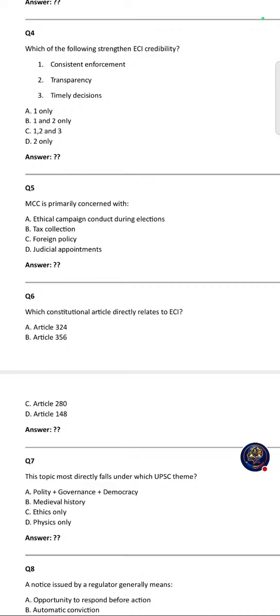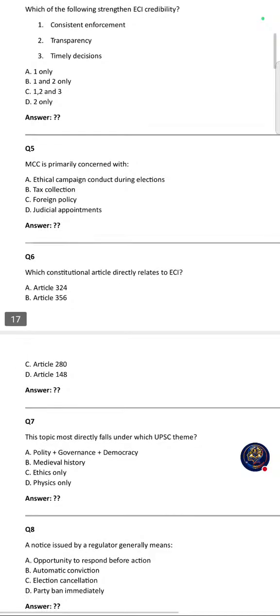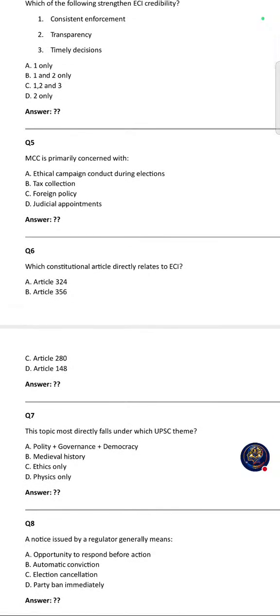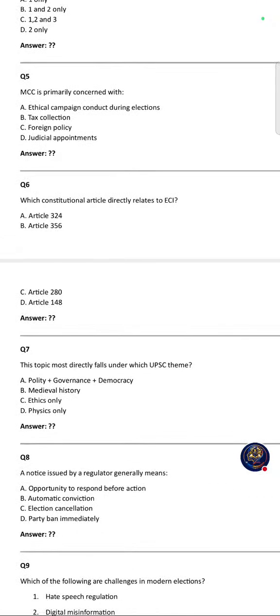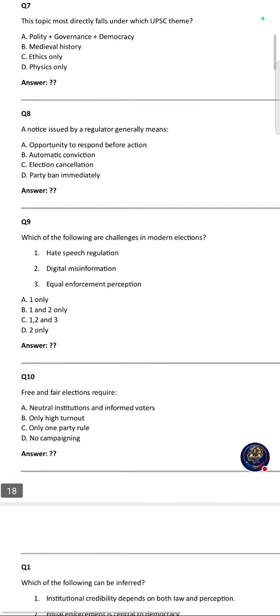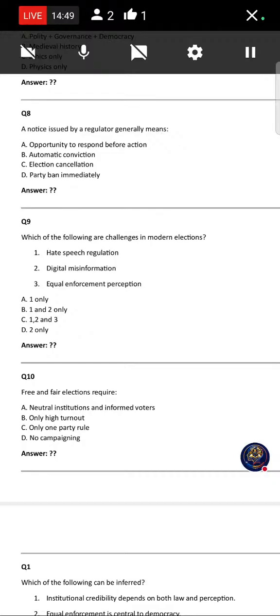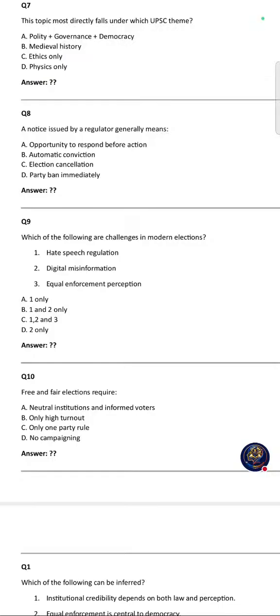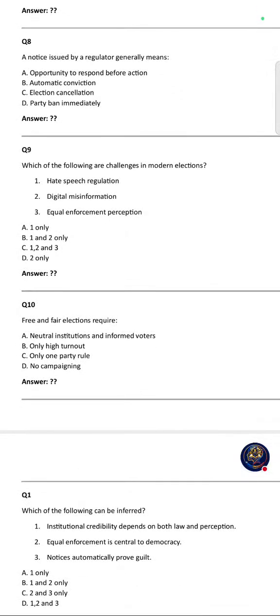MCC is primarily concerned with ethical campaign conduct during election. Which constitutional article directly relates to ECI? Article 324. Yeah, correct. Next, a notice issued by a regulator generally means what? An opportunity to respond before action.